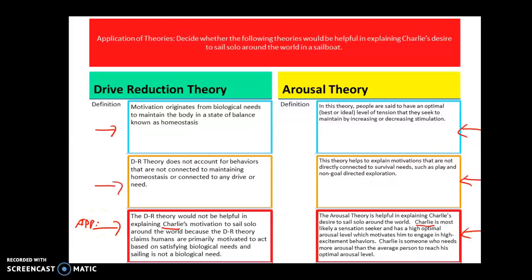Okay? So again, this hopefully will be useful not just to show you how to write a free response question, but also to teach you more about the difference between the drive reduction theory and the arousal theory. So I'll keep this up for you guys to read. And again, this is a few more sentences than normal, but if you really count the sentences, it's not much.